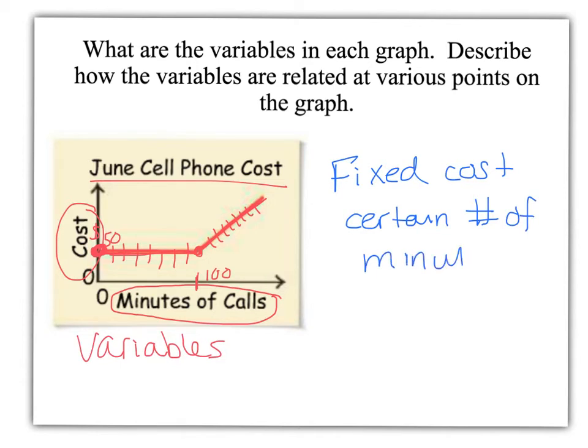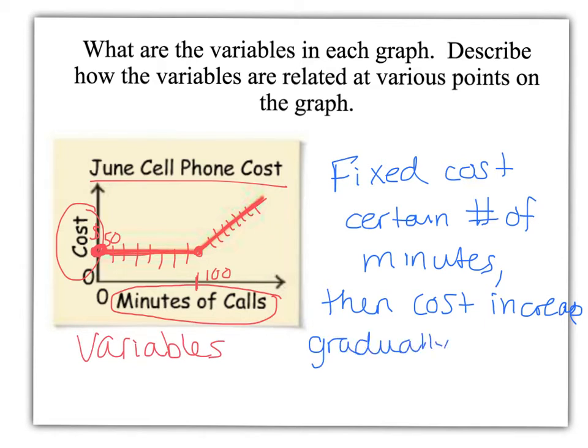And then after that number, the cost increases gradually each minute. Once you get to that maximum number of minutes on your plan, anytime you go over that, your cost is going to gradually increase. Most of this is just figuring out how to read a graph, interpret the two different variables, and see how they're related to each other.